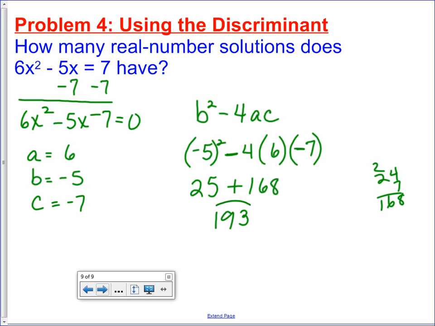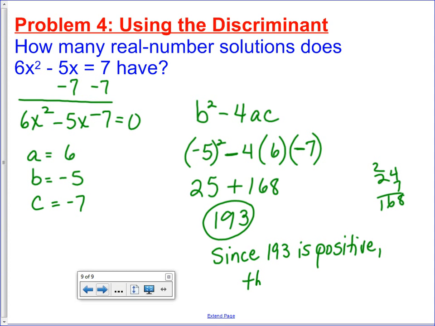Okay, since this is positive, since 193 is positive, there will be 2 solutions.